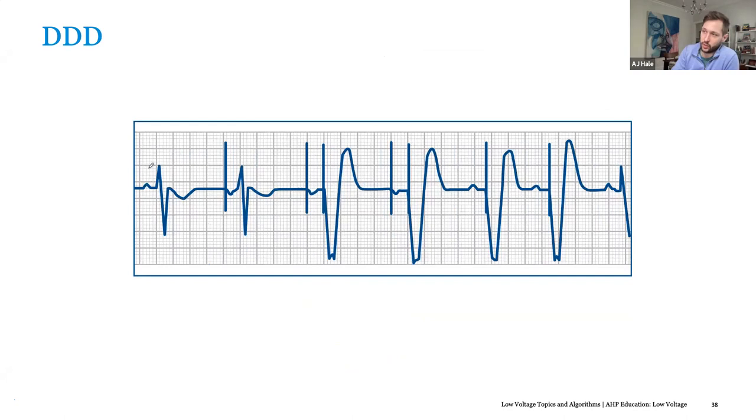The device is seeing what's occurring in the atrium, so it's not pacing. It's seeing what's occurring in the ventricle, so it's not pacing. It's resetting its timer, and it's waiting to see if something occurs in the atrium. If nothing happens, it'll pace. And if nothing happens in the ventricle, it'll pace, which is what you're seeing displayed here.